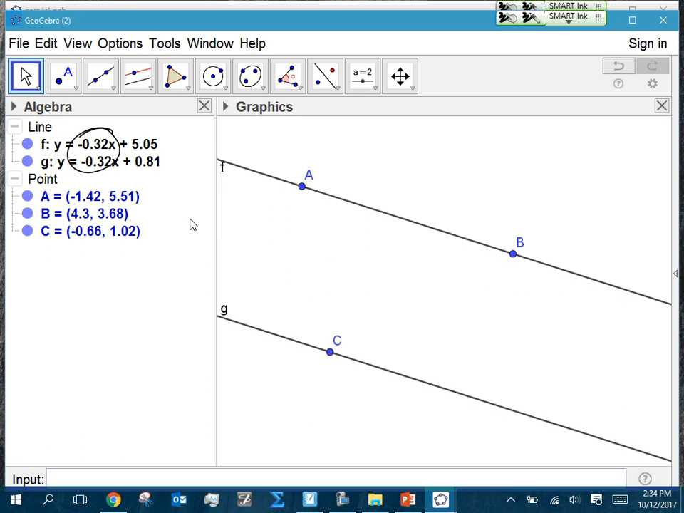What is that value there? What is that negative 0.32? What does that refer to from last year? Slope. Okay, so what do you see in between those two slopes? They're equal, they're the same. And that was the relationship that you talked about last year: whenever two lines have the same slope, they are parallel. It's going to be a huge principle that we use in this course quite a bit.